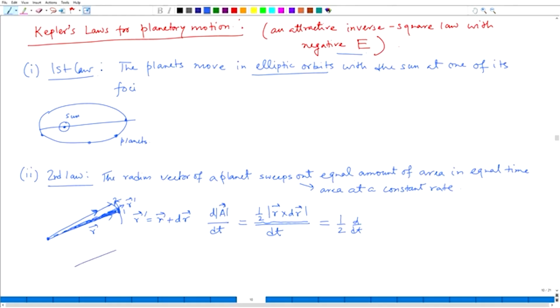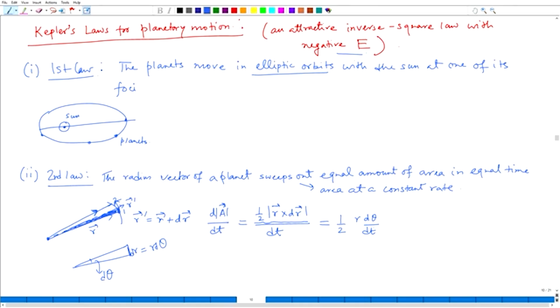And what is this dr? If there is a small angle d theta, then dr is almost r d theta. So, it will be r d theta. So, finally, instead of writing it like this, I can simply write this as r squared d theta by dt.